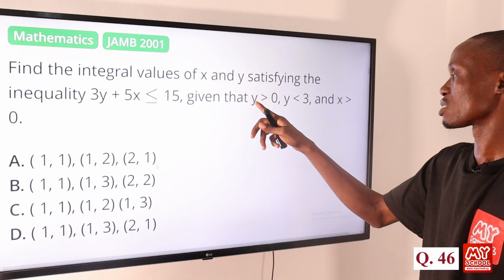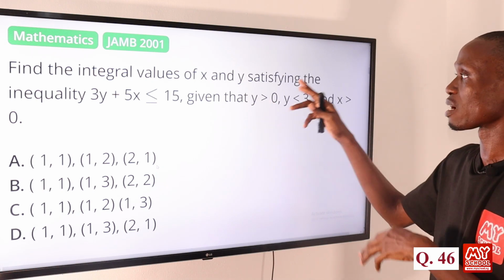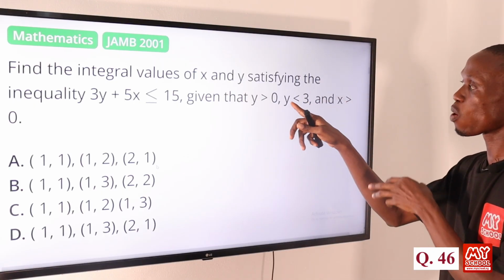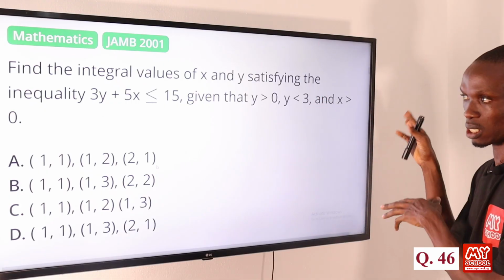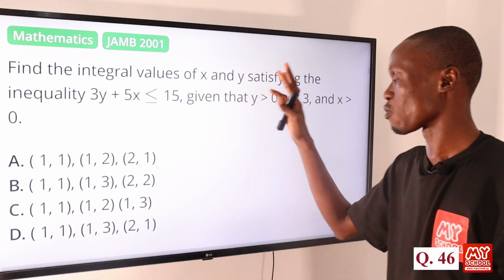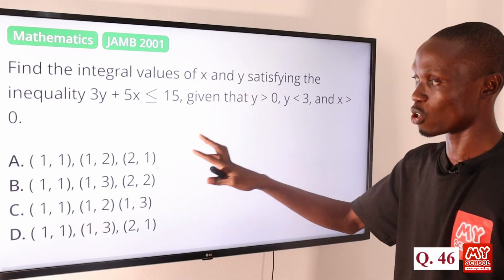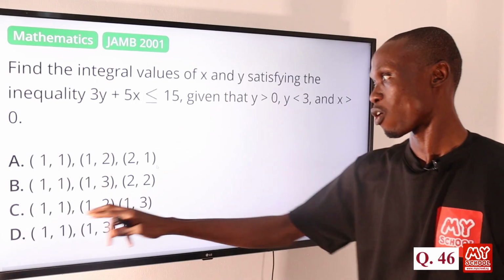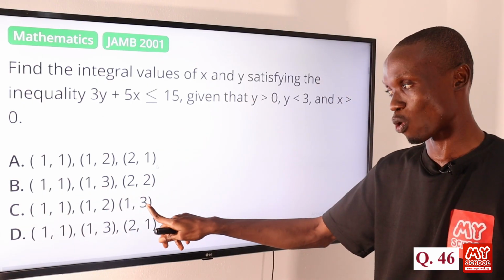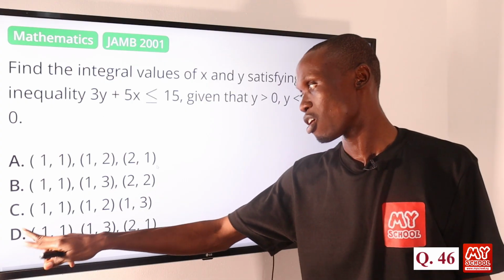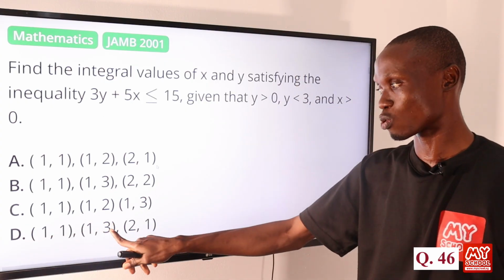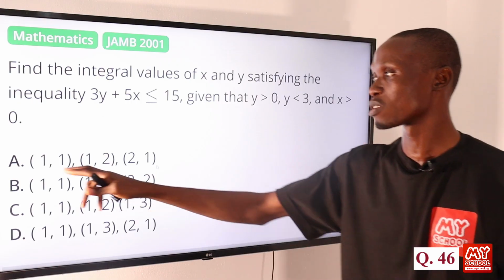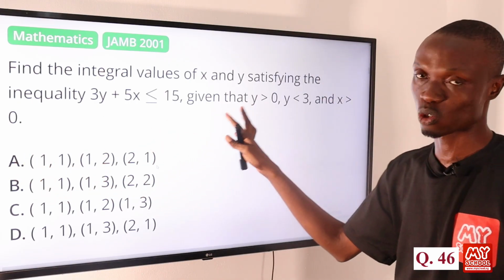Right now, look at the constraints that are given to us about y. They said y is greater than 0, but y must be less than 3. So y is not greater than 3 and y is not equal to 3. If you look at all the integral values of x and y given in the options, you find out that option B has y equal to 3. Option C also has one of the values of y equal to 3, and option D also has one of the values of y equal to 3, which do not agree with the constraint that is given to us. So that makes option A the answer to this question.